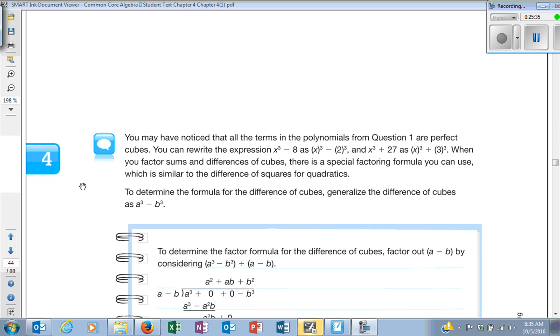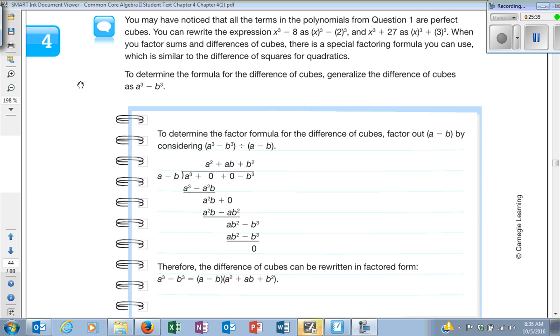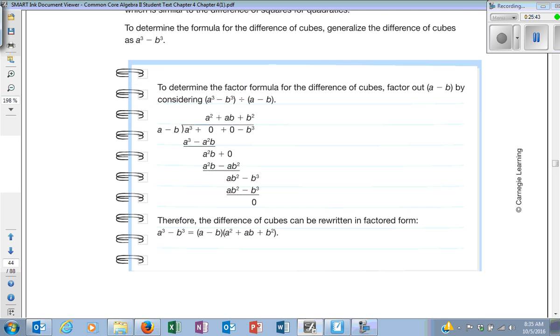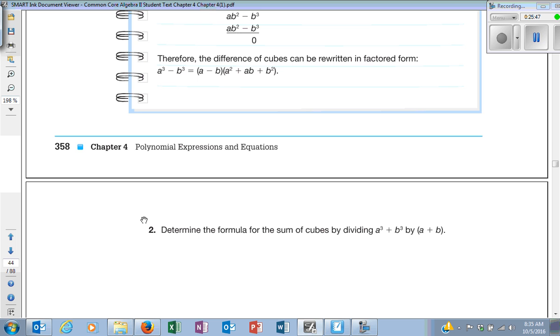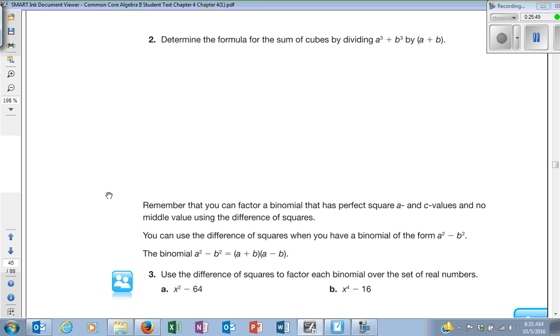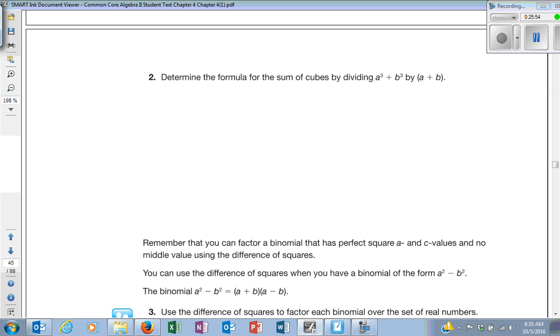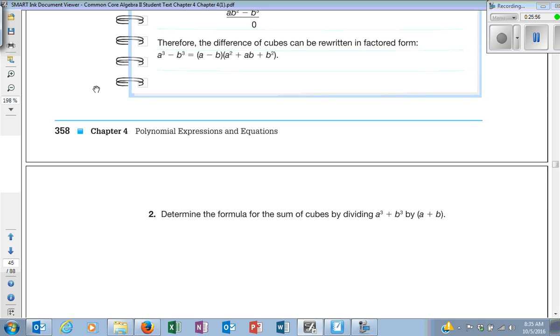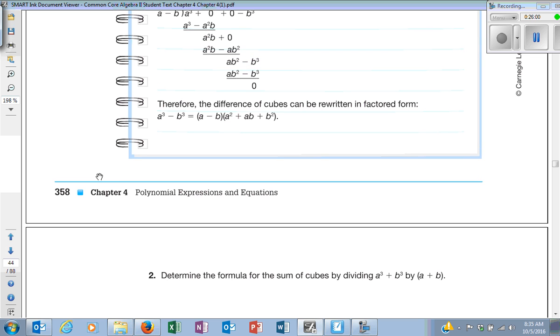Alright, now we need to get to these. They show you why this happens. They show you how there's a pattern of this. Okay? I'm just going to go straight to what happens. I don't know why they don't do this.